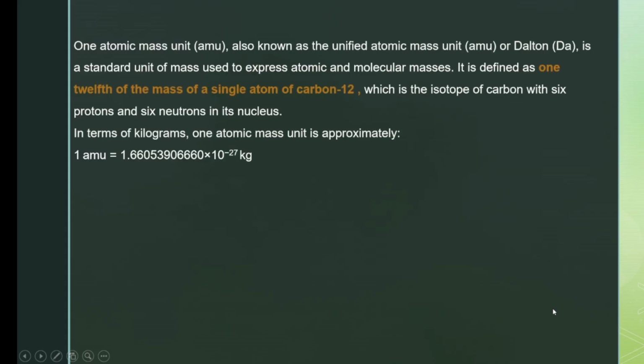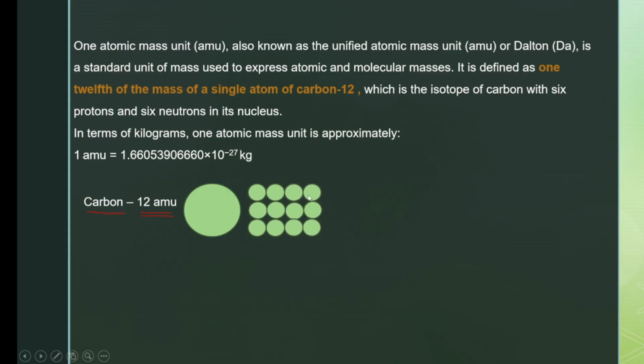Now the clear definition of one atomic mass unit. In the previous slide we defined what atomic mass is. Now we are defining what one atomic mass unit is. To understand that, let me explain with the help of these images, then we will come back to the definition. Here, this is one atom of carbon, the isotope carbon 12, and its atomic mass is 12 AMU. What if we break this down into 12 equal pieces and arrange them in rows and columns like this?